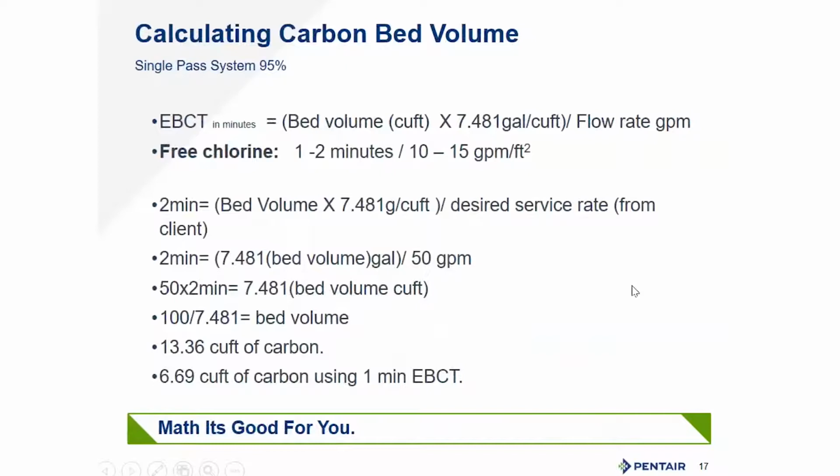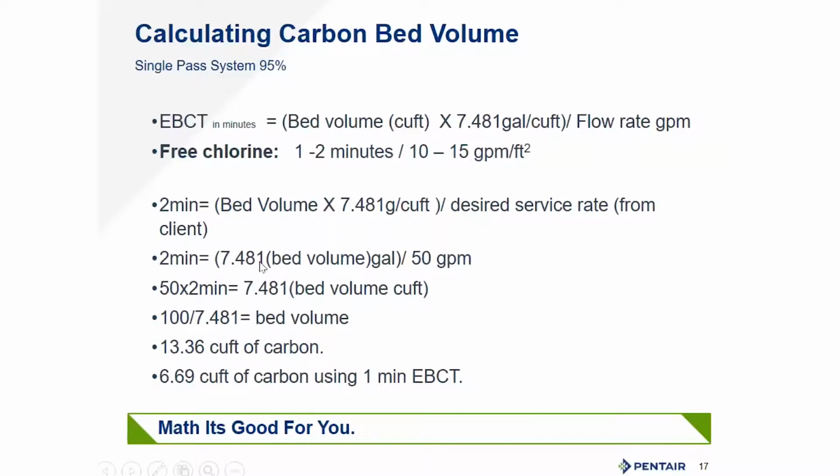So how do you calculate the carbon bed volume you need if you know the customer's desired flow rate out of the system? Okay, I took free chlorine, took that number, taking a slower worst case scenario of 2 minutes, the slower design I could make here. Plug it into the desired number. The customer wants 50 GPM. I'm just going to solve for my bed volume because these numbers go into each other.